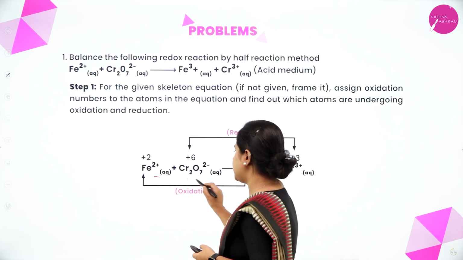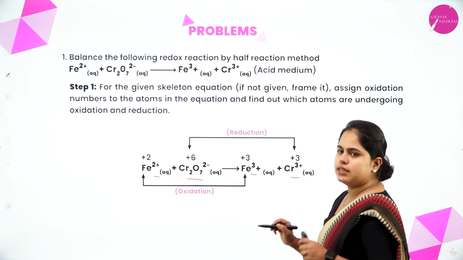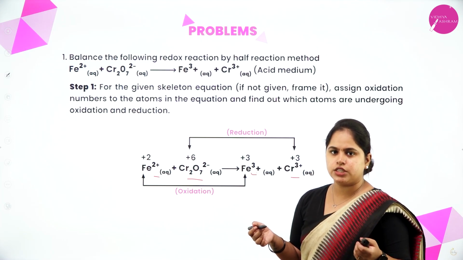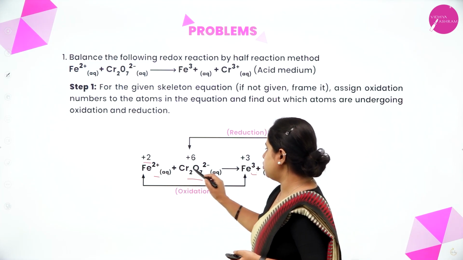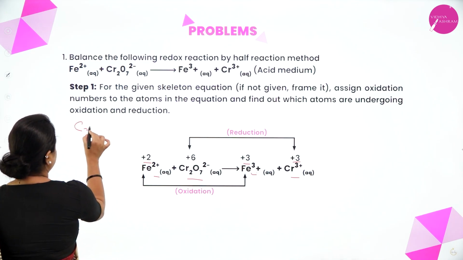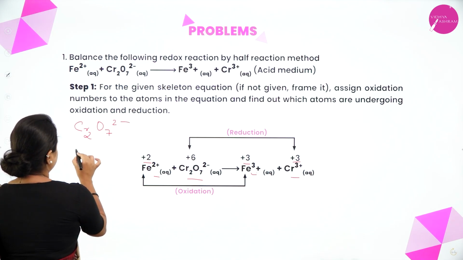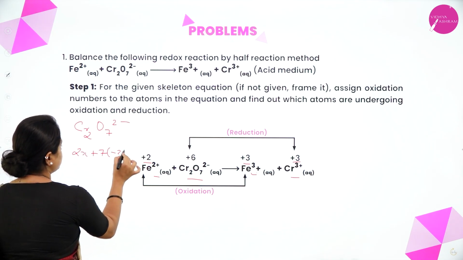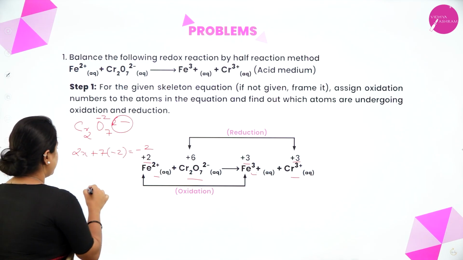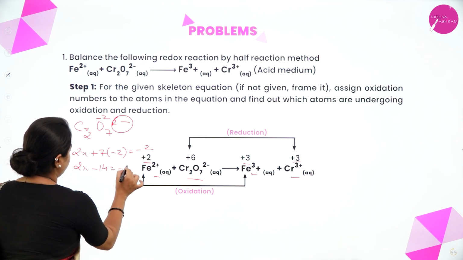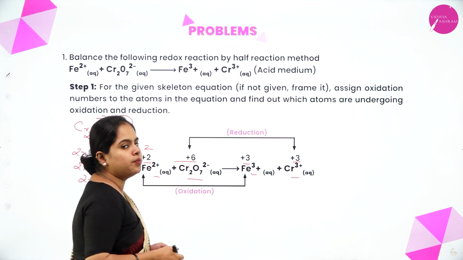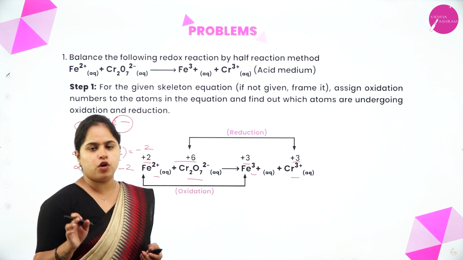So Fe2 plus and Cr2O7 2 minus give Fe3 plus and Cr3 plus. Here Fe2 plus, Fe3 plus and Cr3 plus are ions, so the oxidation number is the charge itself, right? So it is plus 2 here, plus 3 here and plus 3 here. For Cr2O7 2 minus, we can calculate: 2x plus 7 into minus 2, for oxygen it is minus 2, which will be equal to minus 2, which is the charge, right? So 2x minus 14 equals minus 2, 2x equals 12, x equals plus 6, right? So that is the oxidation number here. So assigning of oxidation numbers is done.